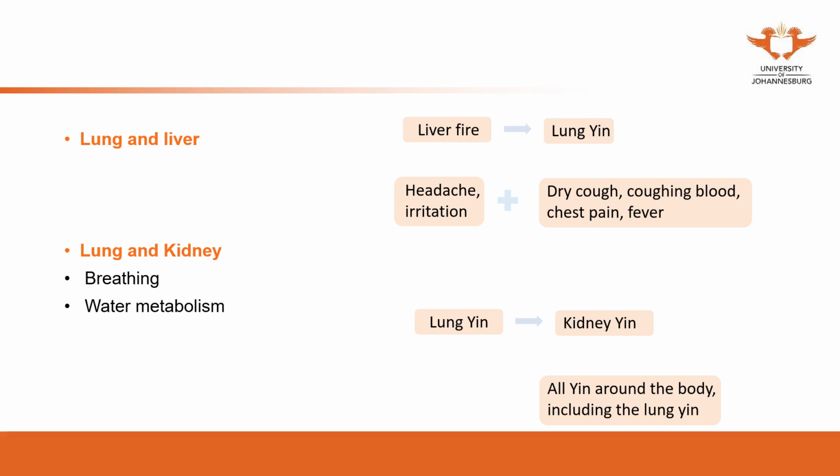From the functions of the lung and the liver, we discussed that the lung controls the qi, which includes the innate and also the acquired qi. The liver stores the blood. The blood is the carrier of the qi. So these two are closely related. The lung qi, the qi of the body, needs to move over the body. It needs the carrier of the blood, which is stored in the liver.